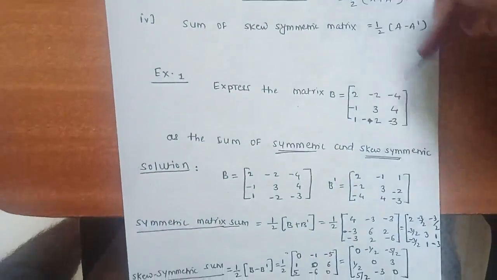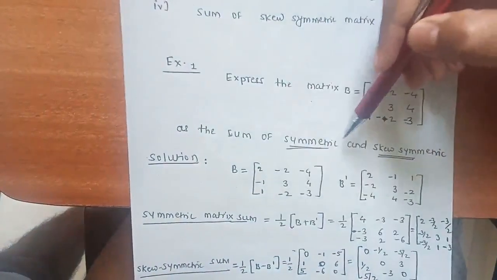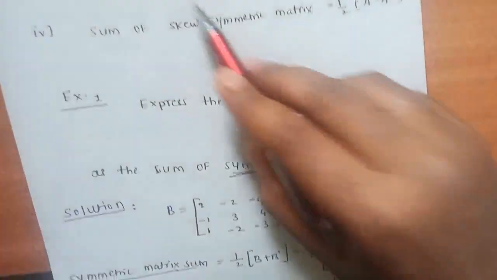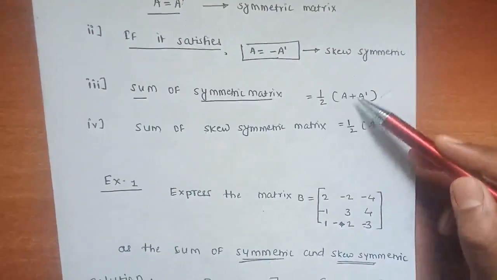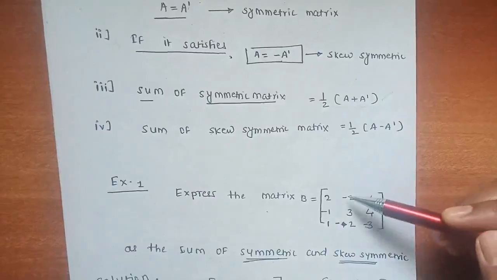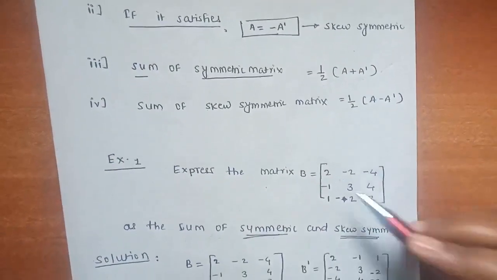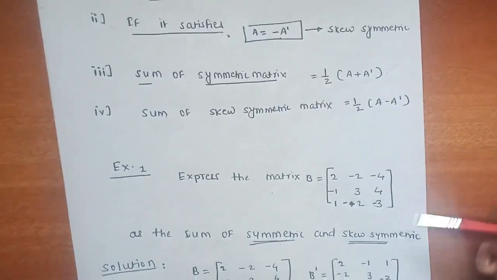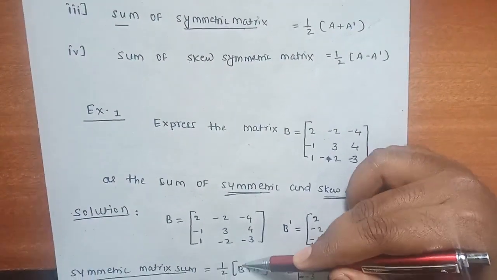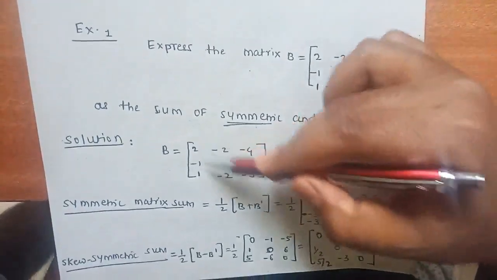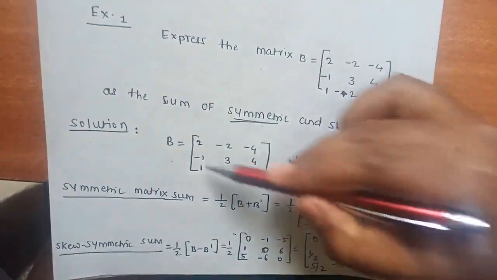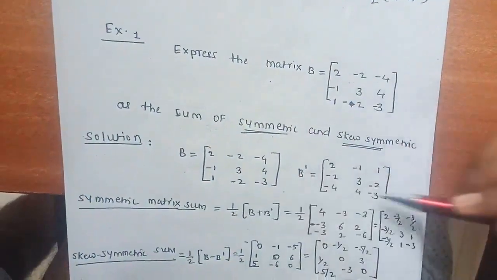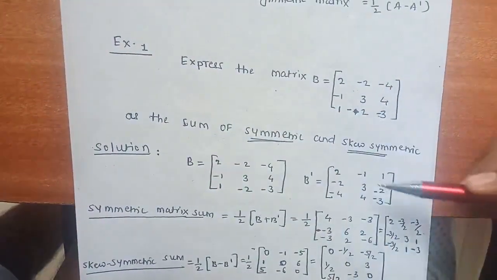Express the matrix B, the B matrix they have given here, as the sum of a symmetric and a skew symmetric matrix. For the symmetric part, we know that it is half bracket of A plus A transpose. That means B plus B transpose, so we have to add the transpose of B to the B matrix. B matrix is here. B transpose means what? Row into column, row into column, row into column. So first row into first column, second row into second column, third row into third column. So this is B and the transpose of B.